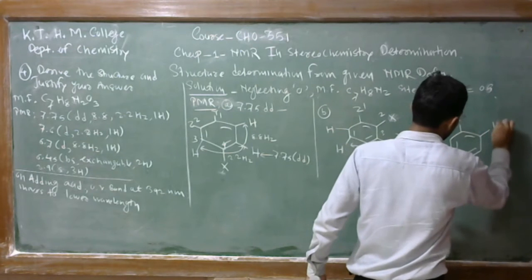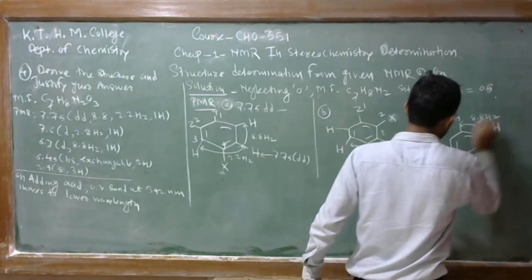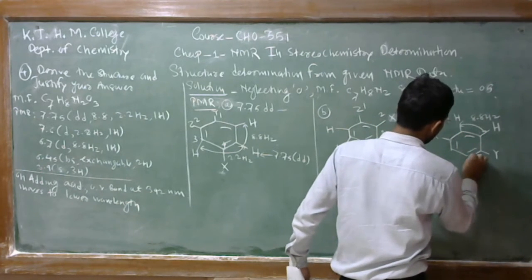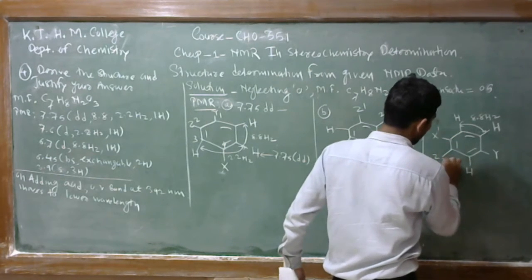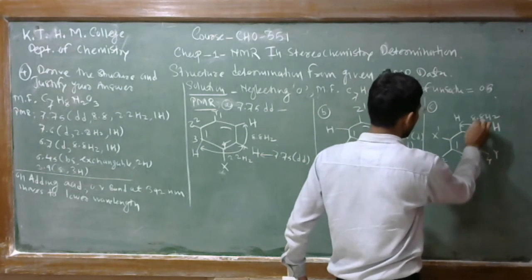Ortho coupling, so like this, 8.8 Hz. So X, Y here suppose, and here also one of the group is Z. So like this, here 1, 2, 3 and 4. 1, 2, 4: that type of trisubstitution pattern is present from this signal also.